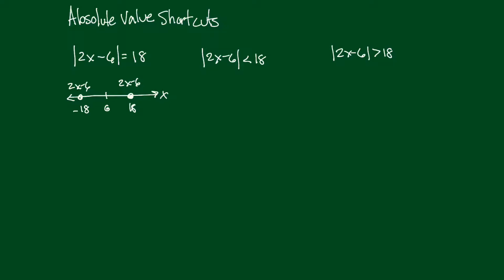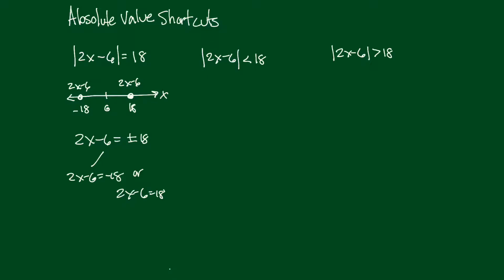Now that means that 2x minus 6 could be negative 18, or 2x minus 6 could be positive 18. So I can write this then. Here's my shortcut. If I have an equal, I can say 2x minus 6 equals plus or minus 18, and then go from there. Now what I mean by go from there is this: I get 2x minus 6 equals negative 18, or 2x minus 6 is positive 18.